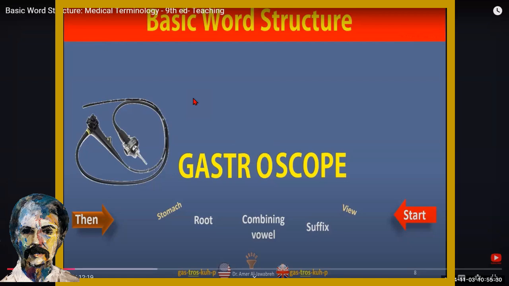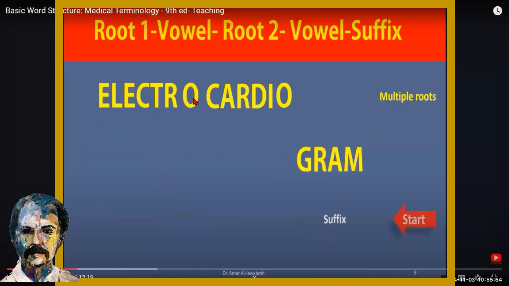Gastroscope means there's a scope, this is the machine, and usually they put it in the mouth, and it has a camera and a light at the tip, and goes down and sees if there is an ulcer maybe. This is a little bit longer than the other two. The other two were just root, suffix, and the vowel in between. Here we have double roots, multiple roots.